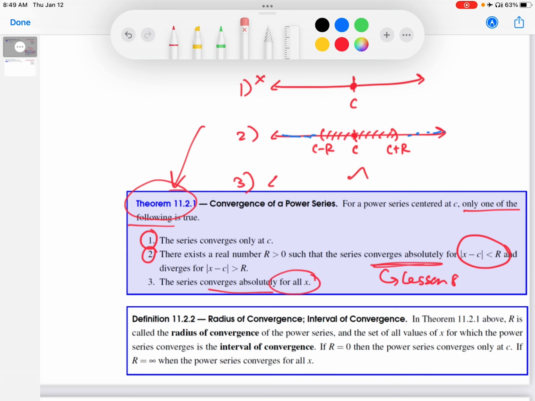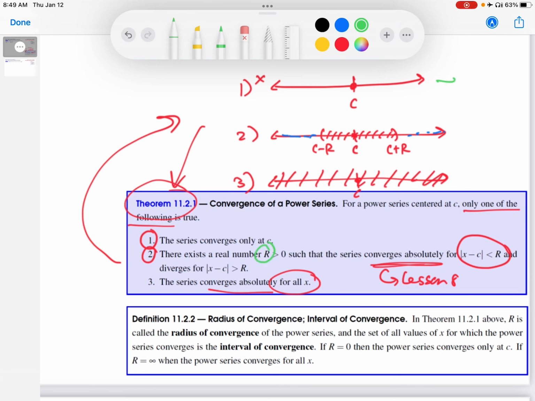So continuing in this number line visualization of this theorem, it's like saying, again, always converges at C. It's like saying the entire real line converges for every single x value you could plug into the power series. So this is a visualization of the 3 cases of this theorem. And notice that each of these can be recast in terms of this number R. So over here, R equals 0, right? You converge at x equals C, but you can't move beyond it, right?